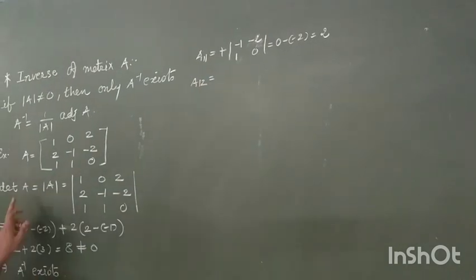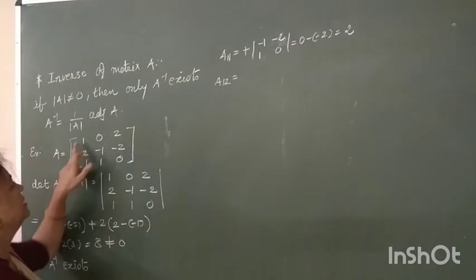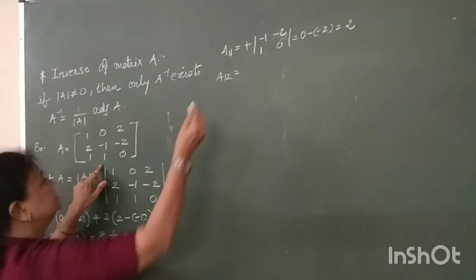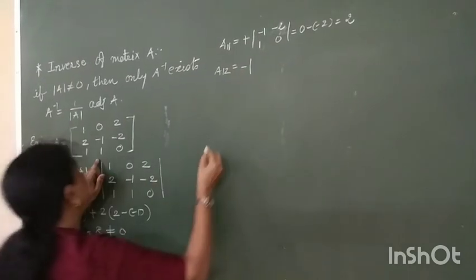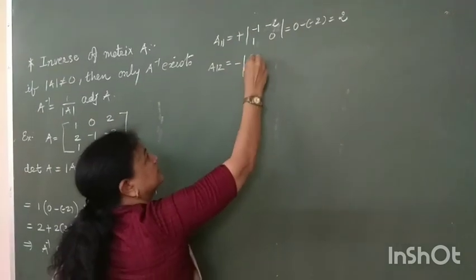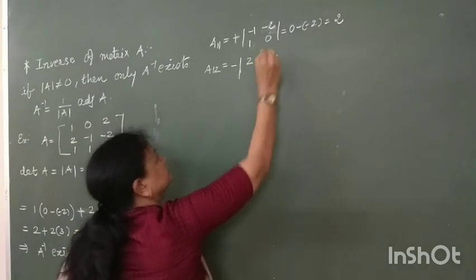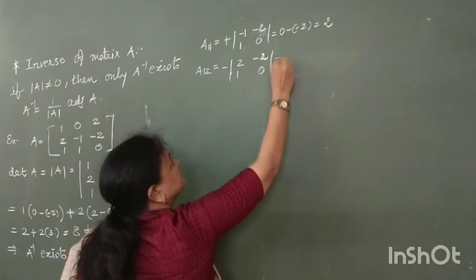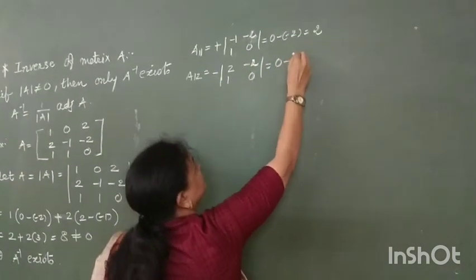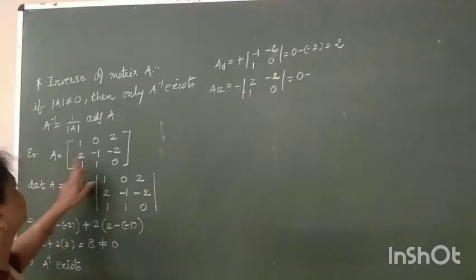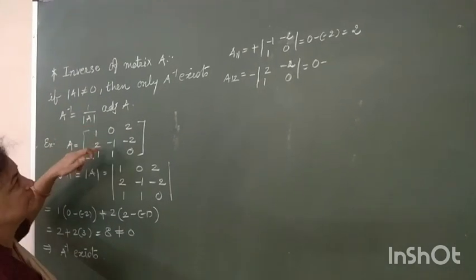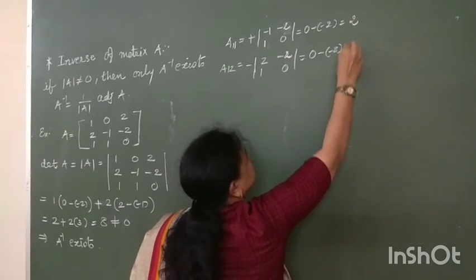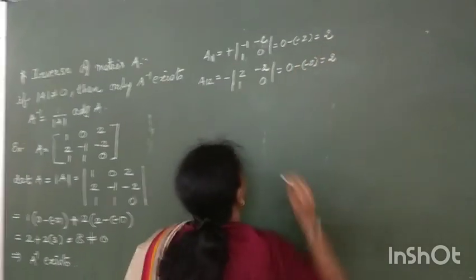A12, that is first row second column we just remove, and this sign is negative, that is why 2 minus 2, 1 0, that is why 0 minus minus 2, that is plus 2.